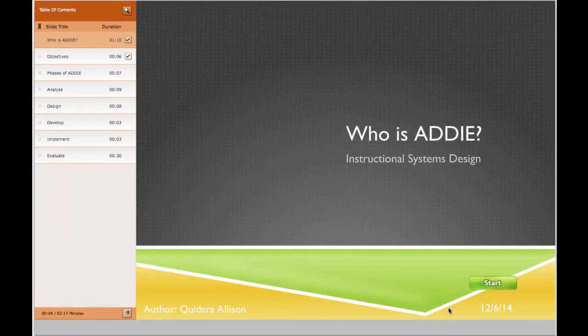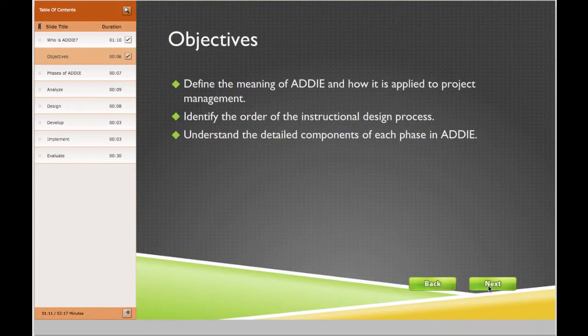ADDIE? Instructional Systems Design by Quadara Allison. Objectives. Determine the meaning of ADDIE and how it is applied to project management. Identify the order of the instructional design process. Understand the detailed components of each phase in ADDIE.